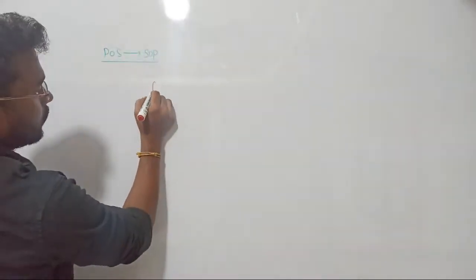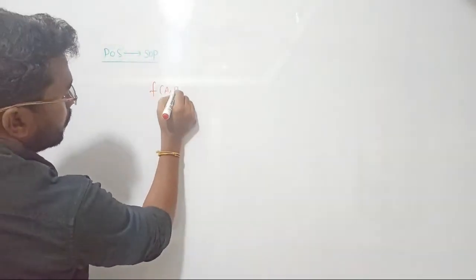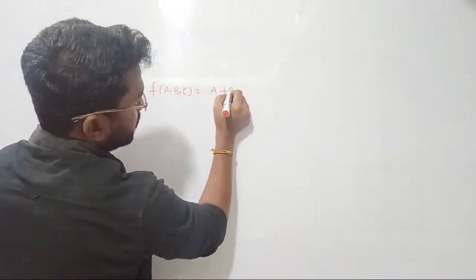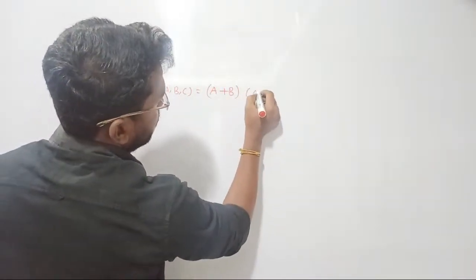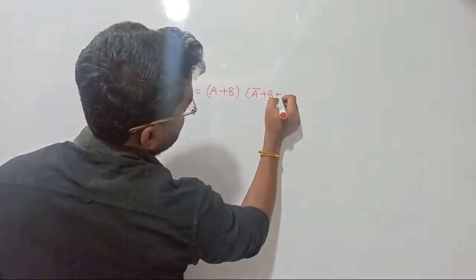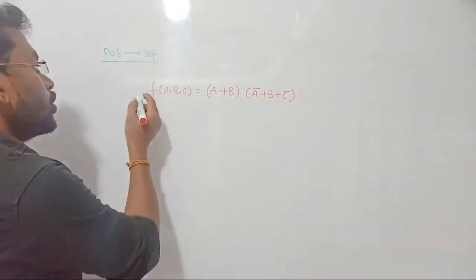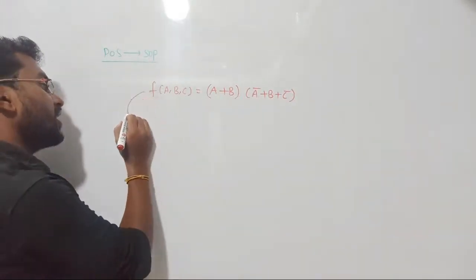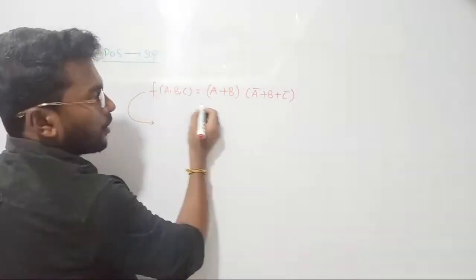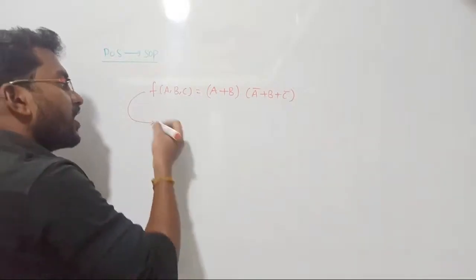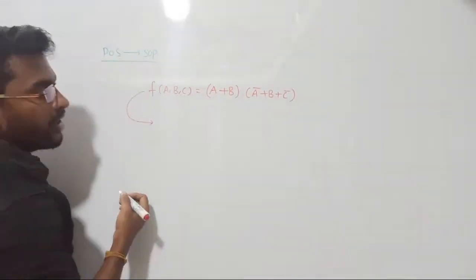one more example, right? For example, a function is given like this: f(a, b, c) is defined as (a + b) · (a bar + b + c bar), which is given in product of sum form. Now the question is, you are requested to find its equivalent minimized sum of product. We have to write the minimized sum of product.